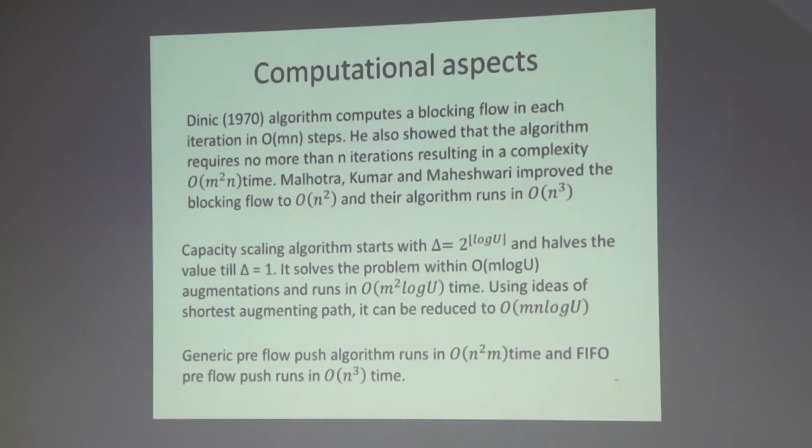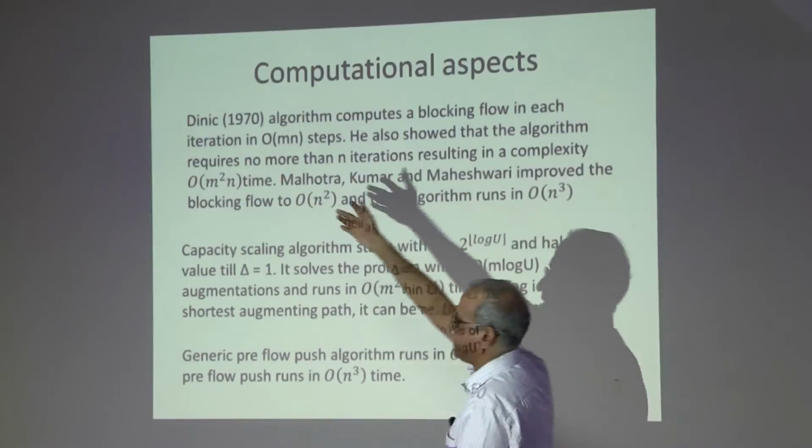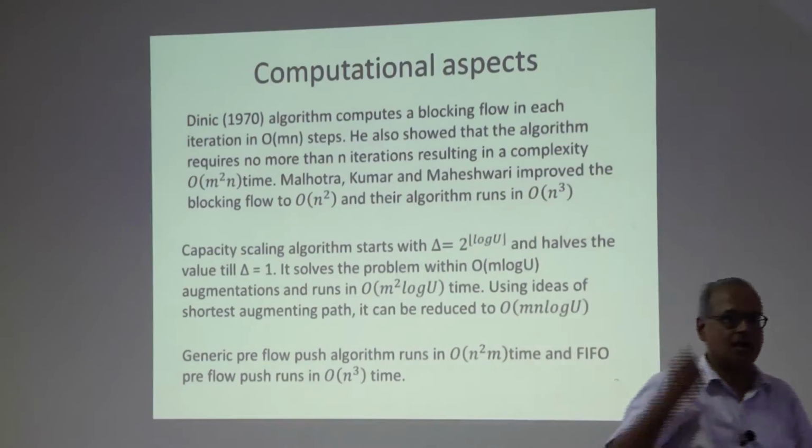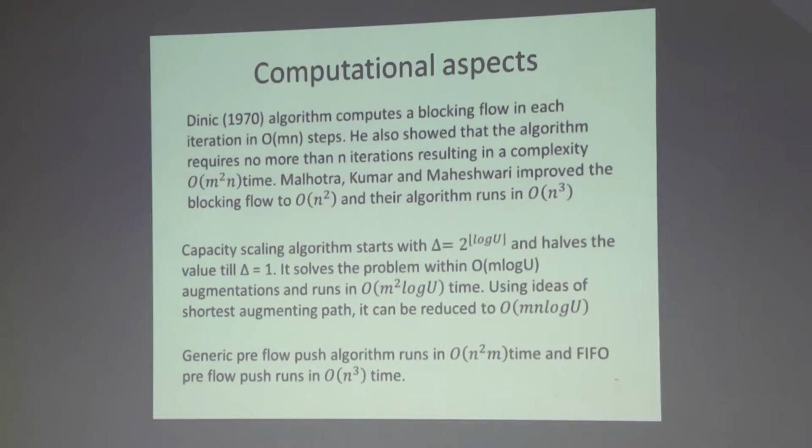Generic preflow push runs in n square m, and there is a version called first in first out preflow push that runs in n cube. So this is roughly the computational angle to it. Different algorithms run with different complexities, and quite a number of them are polynomial. So n cube is polynomial, m square n is polynomial. They are all polynomially bounded algorithms that make the problem run faster.